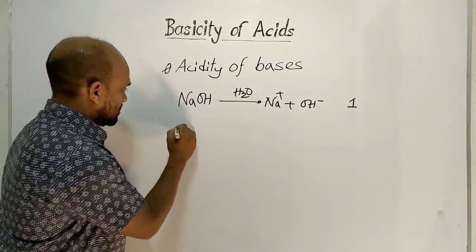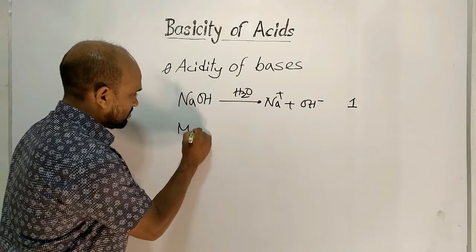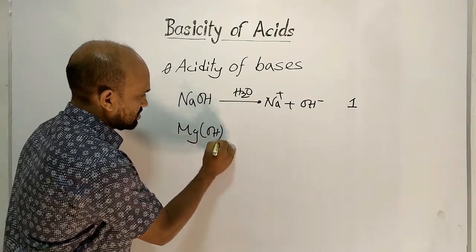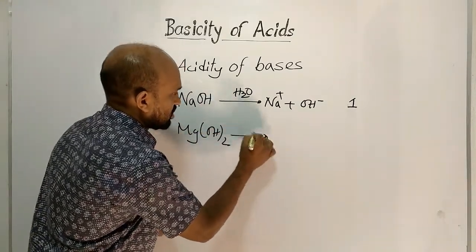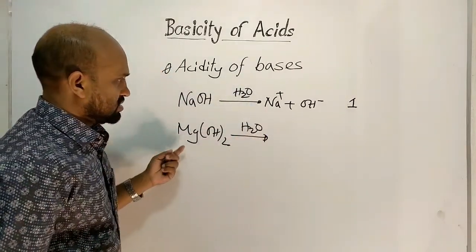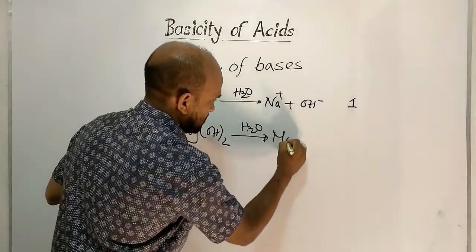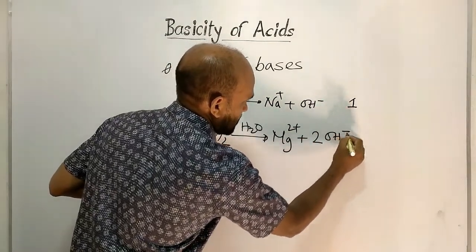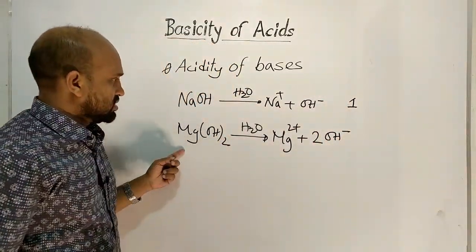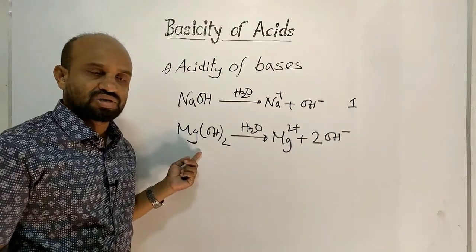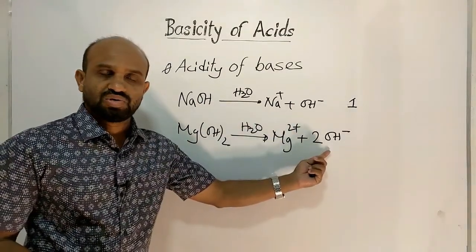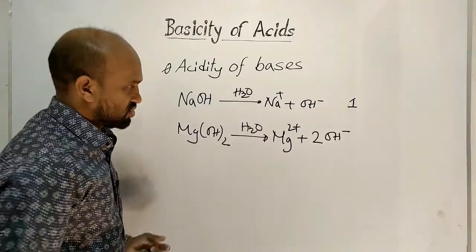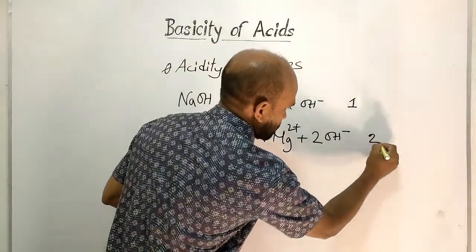Similarly, if we take magnesium hydroxide, if it is dissolved in water, then we get magnesium 2 plus and 2 hydroxide ions. Since magnesium hydroxide produces 2 hydroxide ions, so its acidity is 2.